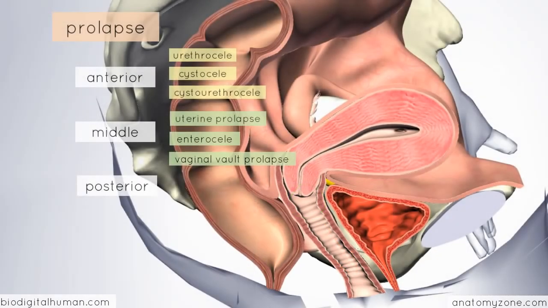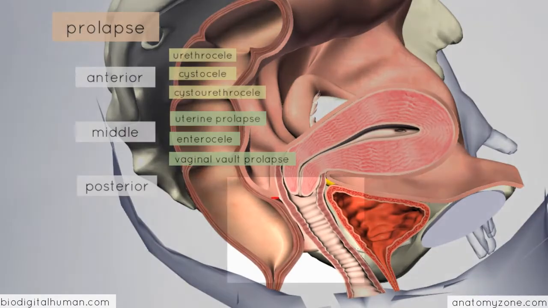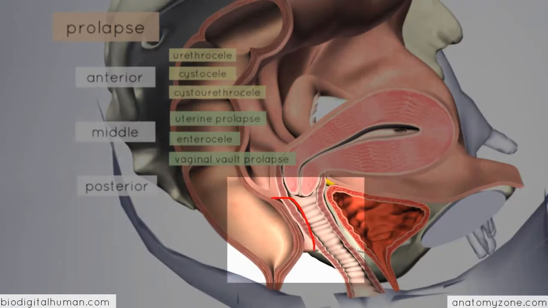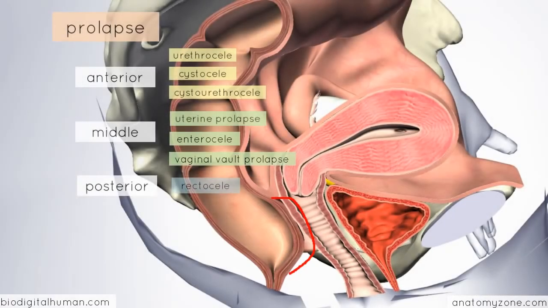And finally, in the posterior compartment, as you may be able to guess, the rectum can protrude forwards into the posterior wall of the vagina, and this is called a rectocoele.